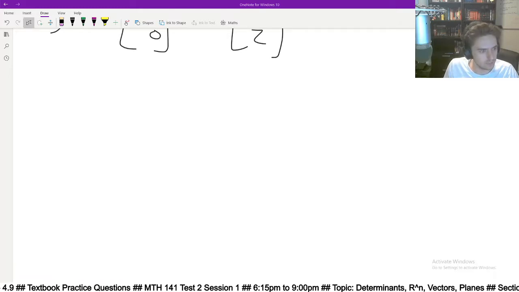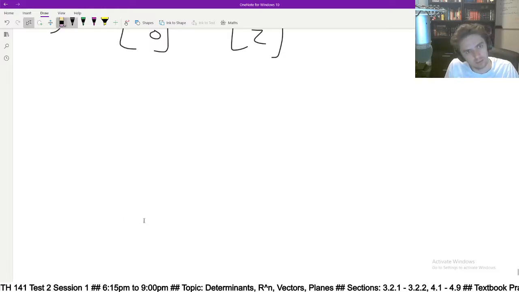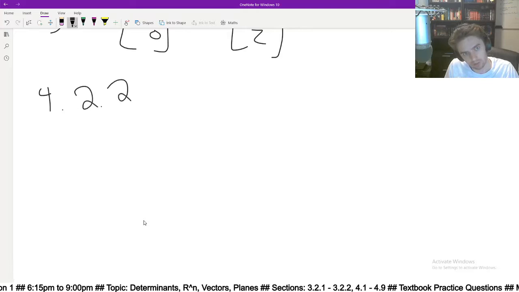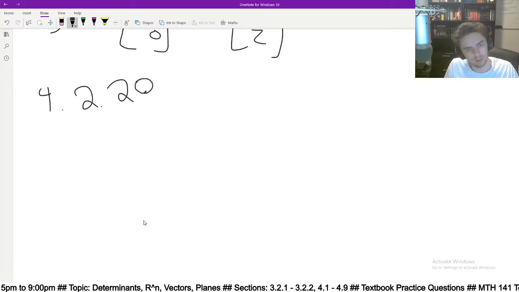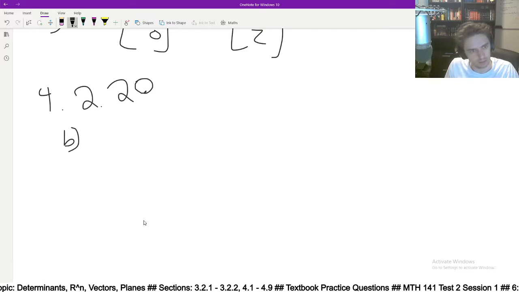Find all points of intersection of the given plane and the line. I did not do this question. I don't know why it's here. So let's give it a try. Somehow I end up crossing out questions I did not do, which is very strange. 4.2.20. Well, let's do B. Start with B.